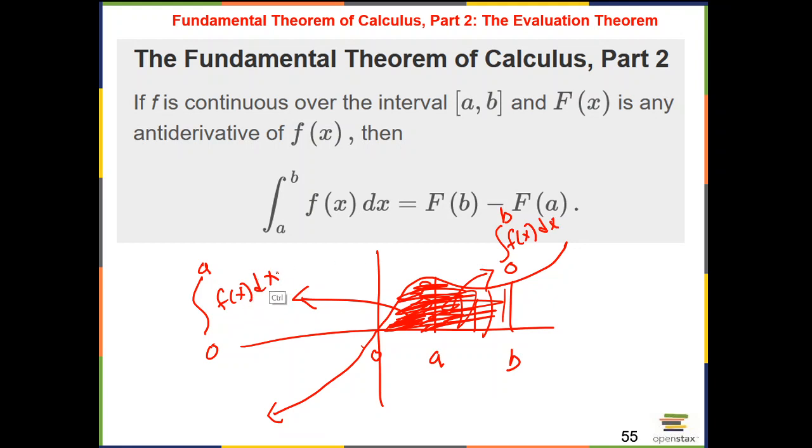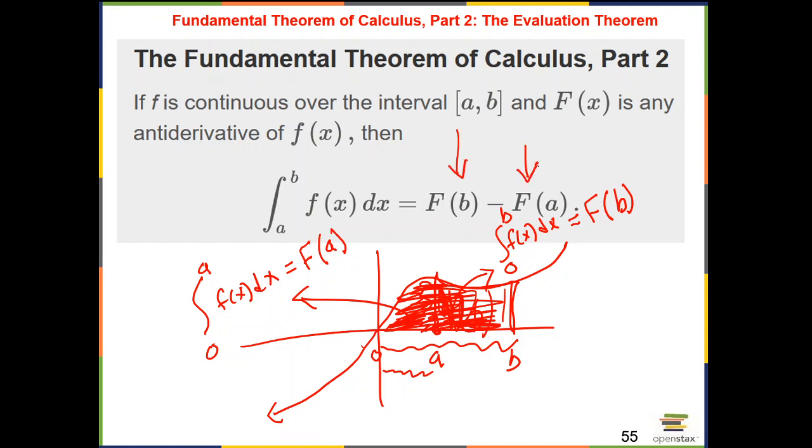But we know what this is. This is the accumulation area function at a. And the accumulation from 0 to b is F of b. So if I'm looking for the area only between a and b, this area right here, I could take the area from 0 to b and subtract the area from 0 to a from it. So it makes sense intuitively to have that formula.